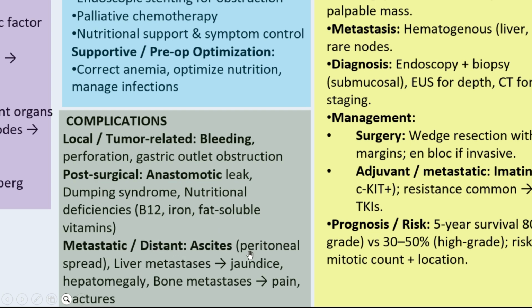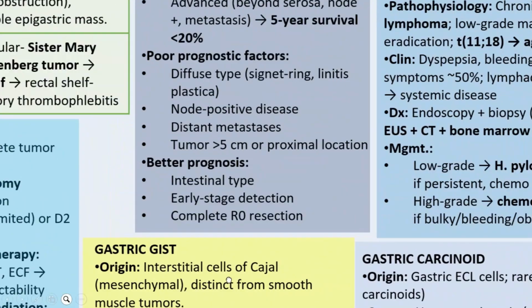Then we have the metastatic or the distant, where we can develop ascites when there is peritoneal spread. Liver metastasis will cause jaundice, hepatomegaly. Then we can have bone metastases that can lead to bone pain and fractures.